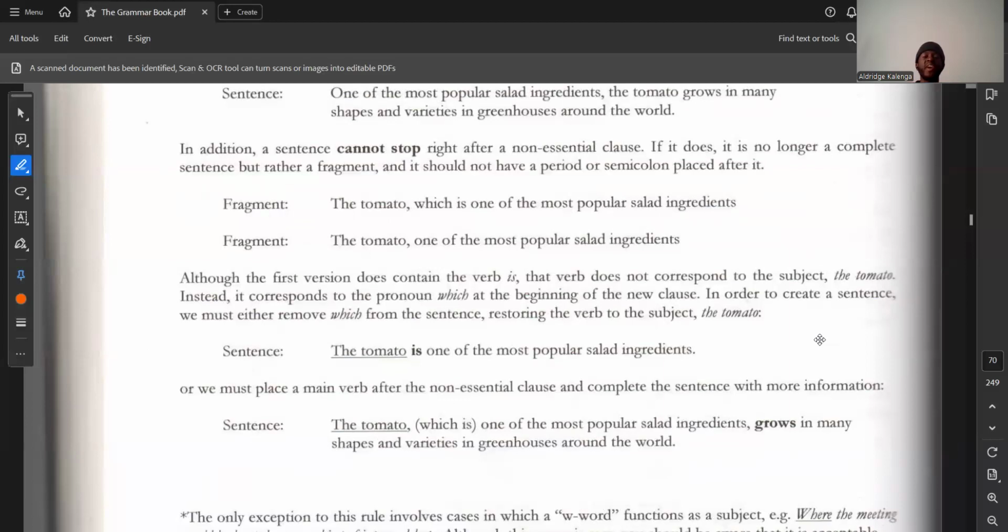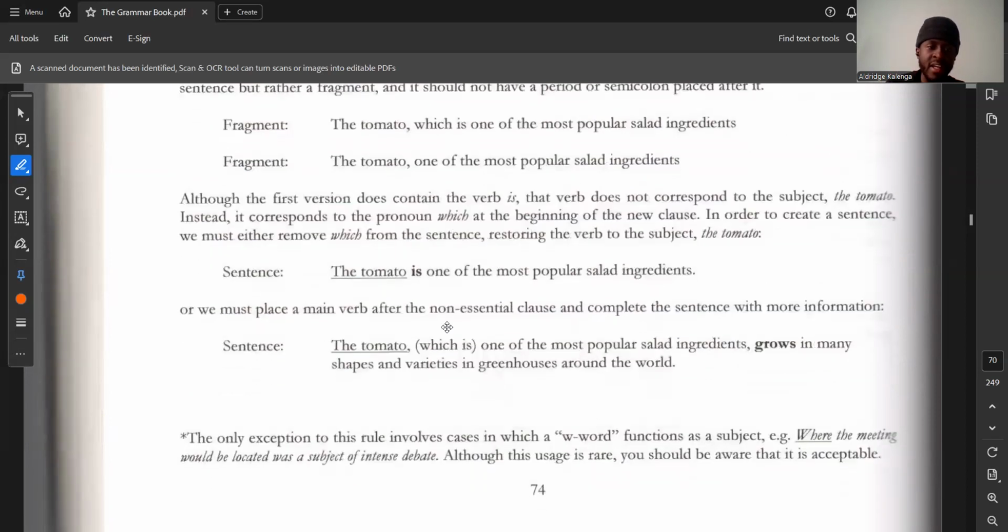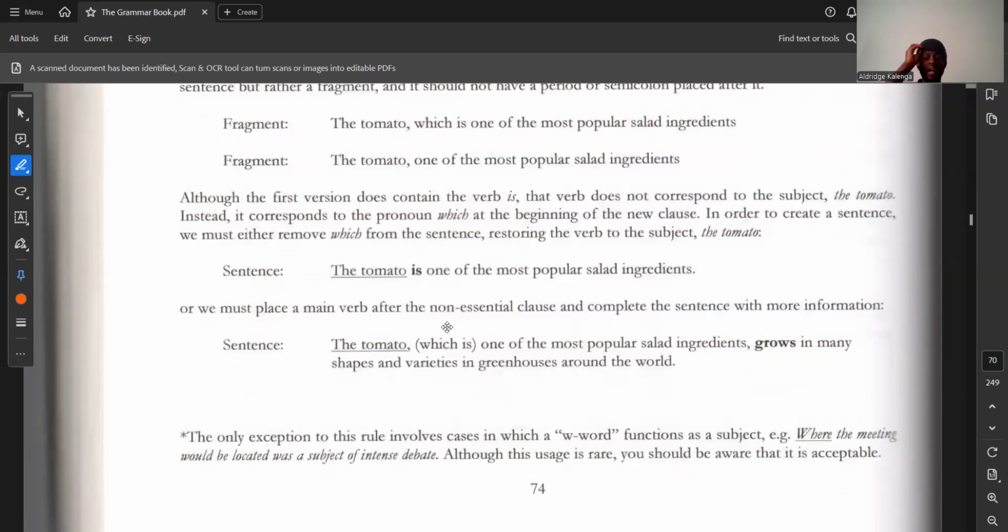Okay, a sentence cannot stop right after a non-essential clause. If it does, then it's no longer a complete sentence, but a fragment. But you guys know what fragments are, so that is correct. For example, the tomato, one of the most popular salad ingredients, that's a fragment. We've looked at many examples like this. And some people might argue, wait, the tomato, which is one of the most popular salad ingredients, but you've got a subject, tomato, you've got a verb, is. Now, this verb is just related to which. It's not corresponding to the tomato. Okay, so that doesn't count.